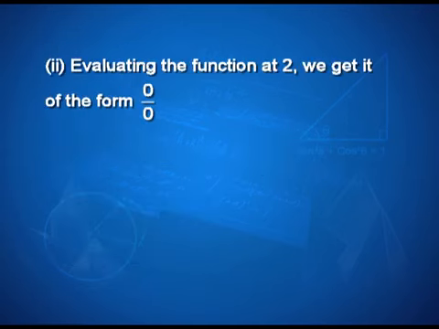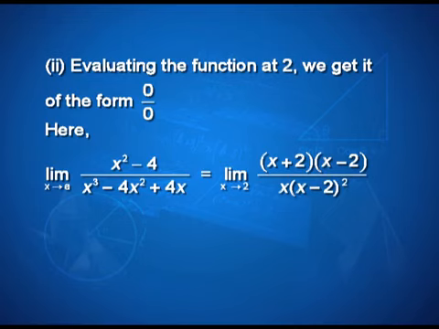Now, for the second part, evaluating the function at 2, we get it of the form 0 upon 0. Here, limit of x square minus 4 upon x cube minus 4x square plus 4x as x tends to 2 can be rewritten as limit of x plus 2 into x minus 2, using the formula a square minus b square is equal to a plus b into a minus b, upon x into x minus 2 whole square. Here again, you find something common?